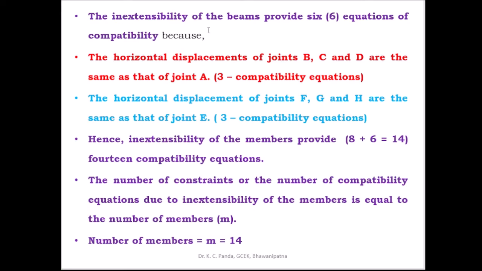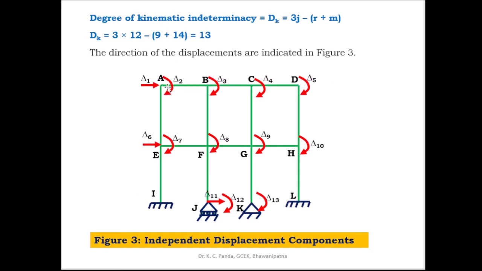Then the inextensibility of the beams provides 6 equations of compatibility. Here you see, this is a beam, this is a beam, this is a beam. The displacement that takes place at A is the same displacement that takes place at B, C, and D. Similarly, the displacement at E is the same as at F, G, and H. So this constraint of horizontal displacement provides 6 compatibility equations.